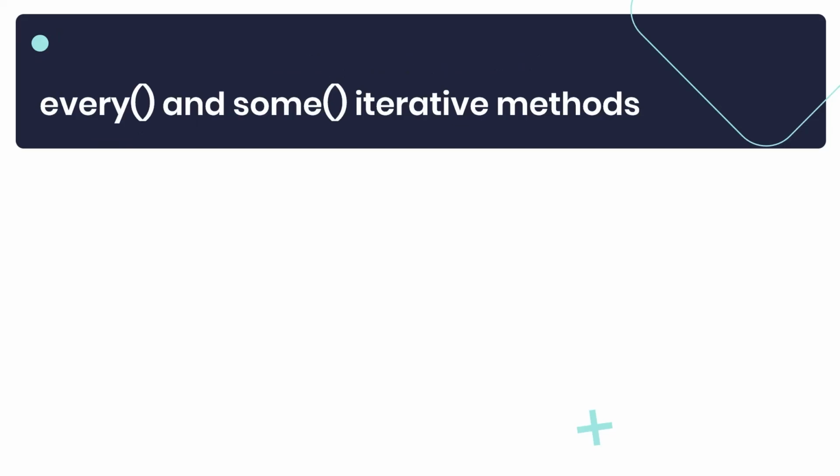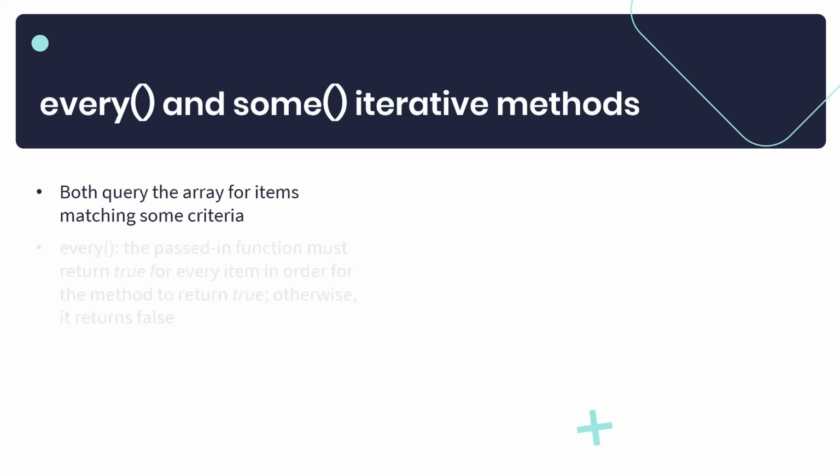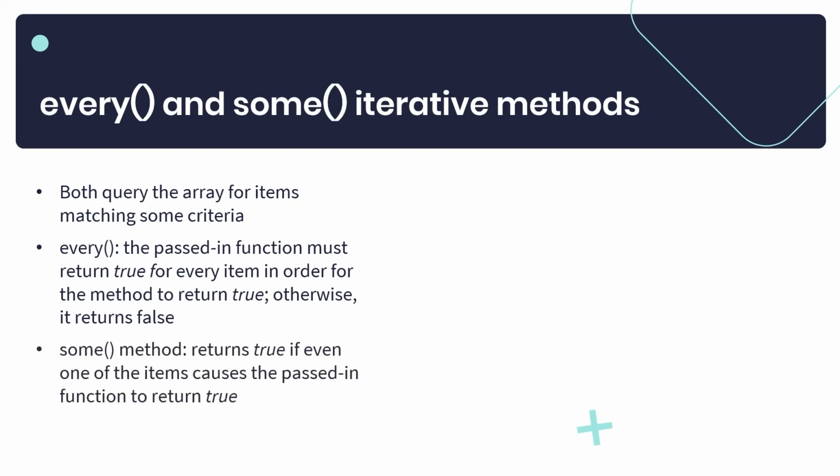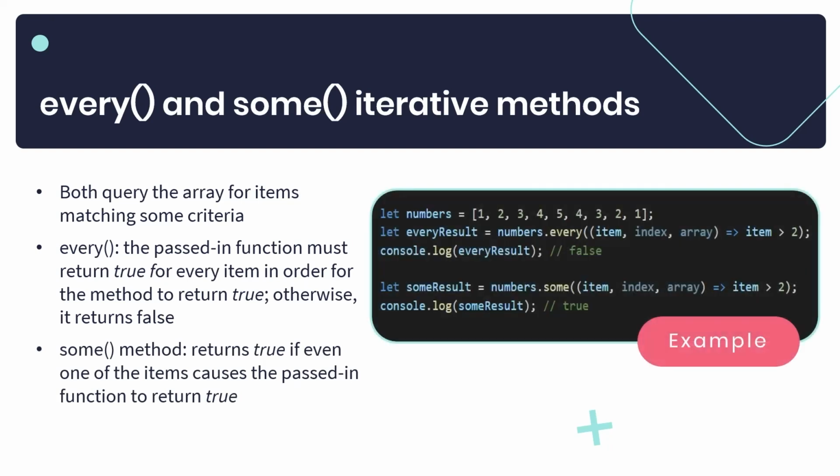Okay, so let's look at some of the different methods a bit more closely. Of these methods, the two most similar are every and some, which both query the array for items matching some criteria. For every, the passed-in function must return true for every single item in order for the method to return true, otherwise it returns false. And the some method, on the other hand, returns true if even one of the items causes the passed-in function to return true. Here's another example.